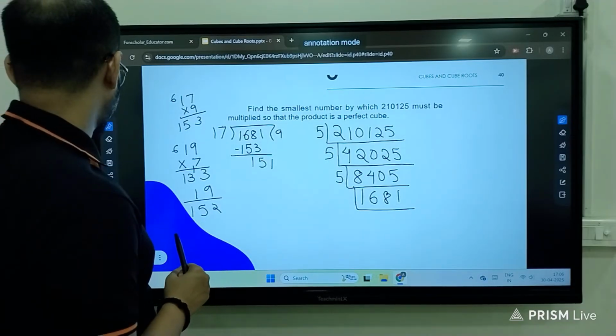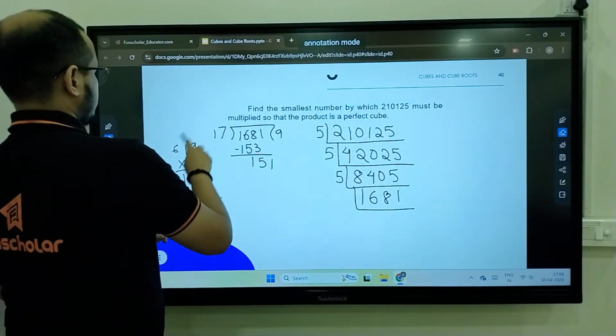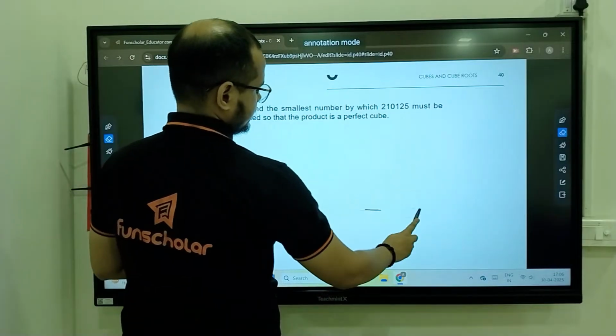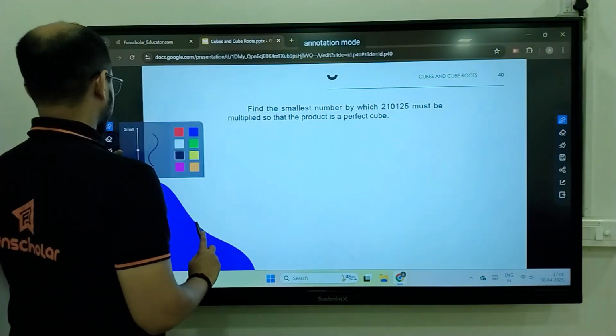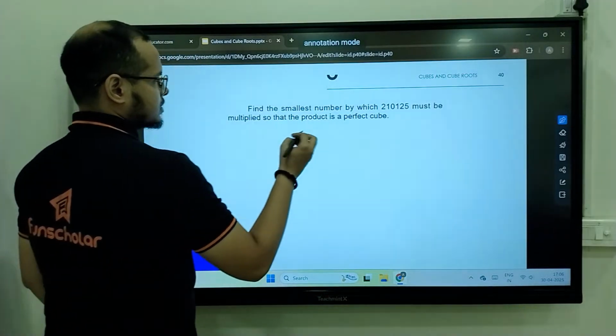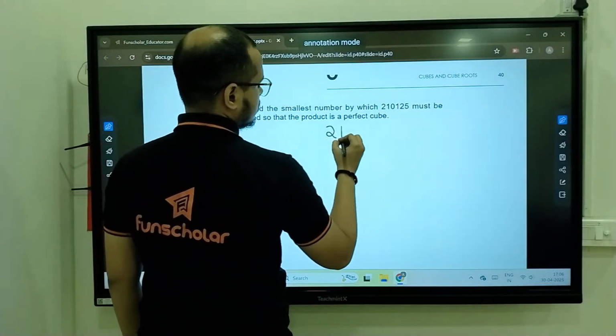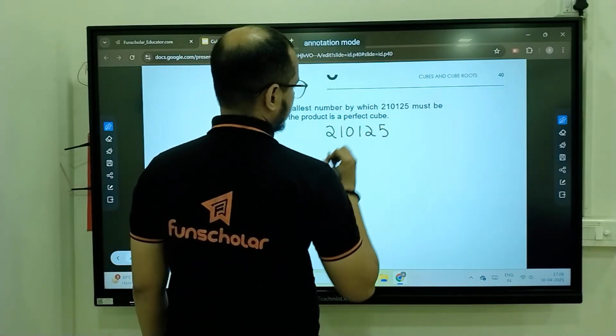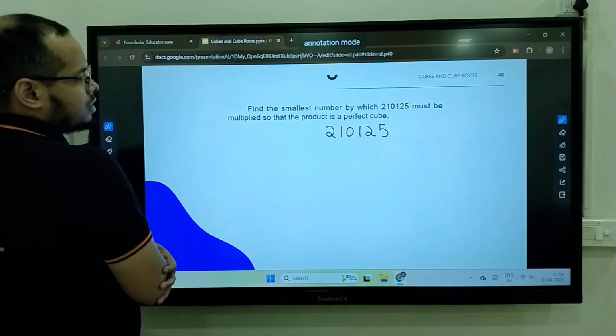Okay, there is some issue. Let us try to do it in a different way. Chalo. So again let's start from scratch. So 210125. It is going to be a perfect cube.